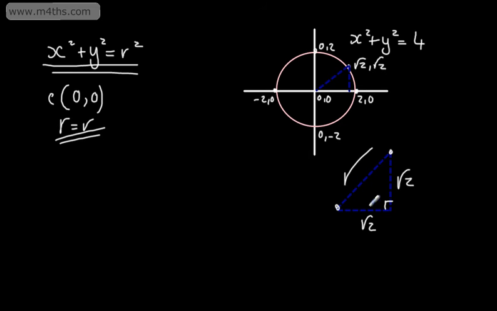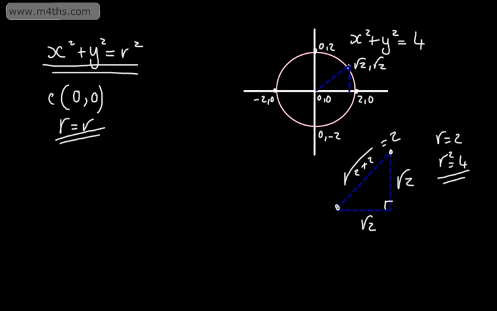So this is going to be the square root of root 2 squared, which is 2, plus root 2 squared, which is 2, and that quite clearly gives us 2. So if we want, we can say the radius is 2, or the radius squared is 4. So that's what we have.